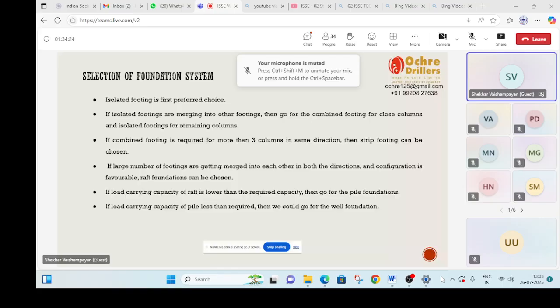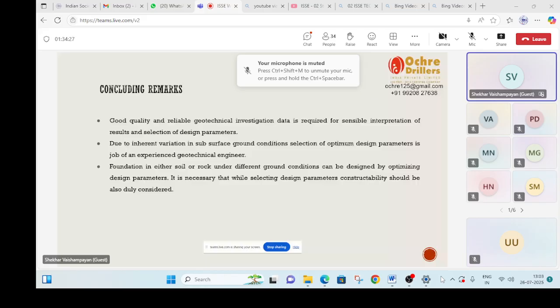Okay. So the concluding remarks from my side are: good quality and reliable investigation data is a must for sensible interpretation of results and selection of design parameters. Due to inbuilt inherent variations in the subsurface ground conditions, selection of optimum design parameters should be left to an experienced geotechnical engineer. And maybe here, I don't know how much AI can do for you, but maybe AI can help here. When the data scatter is large, supposing I got 50 more holes and I'm selecting a foundation at 3 meter or 4 meter, and I got a large data scatter, I can select using AI here.